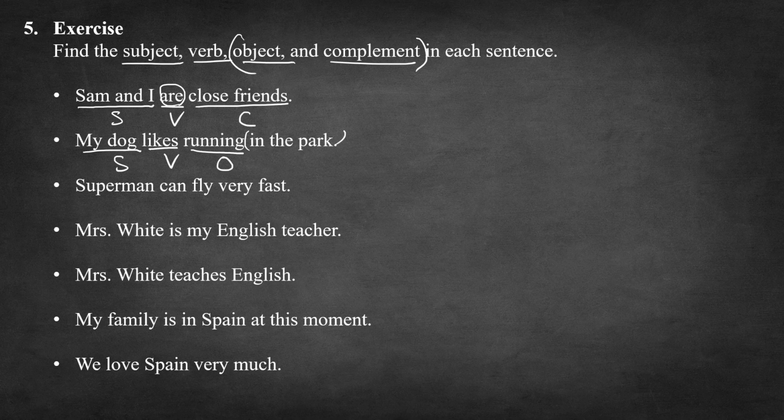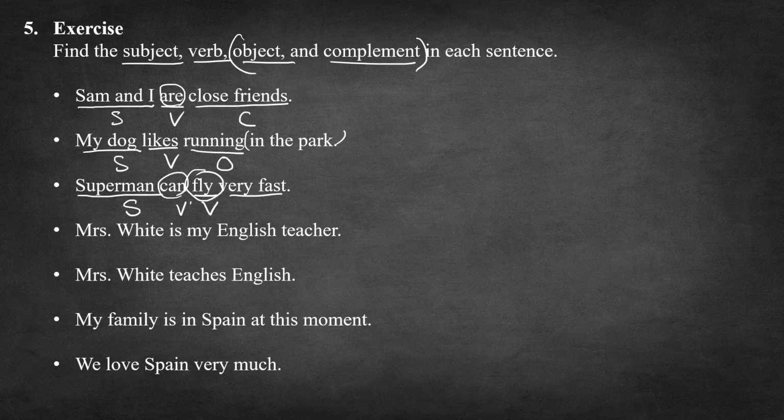Superman can fly very fast. Okay, Superman, we know that this is the subject, and fly is the verb, and can is an auxiliary verb, so it's a part of the verb. Very fast is not a complement. So this fly is not transitive, so it doesn't need an object.